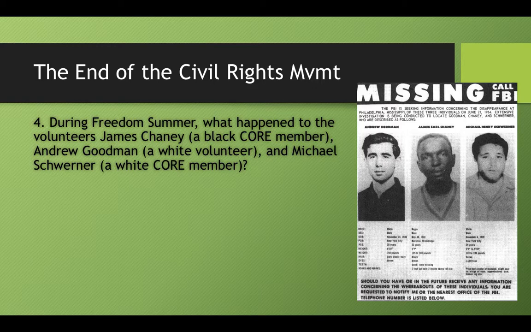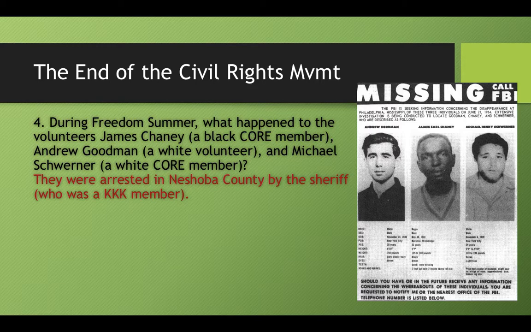But one huge tragedy took place in Mississippi during Freedom Summer in Neshoba County near Philadelphia, if you've ever been there. Not too far away from here, about an hour from here. What happened was that three guys, one named James Chaney, the guy in the middle in that missing picture there, he was a black member of the Congress on Racial Equality, CORE. Then you have Andrew Goodman, a white volunteer, and Michael Schwerner, who was a white CORE member. So two white guys and a black guy, all of whom were a part of this Freedom Summer to try to get black people to register to vote.